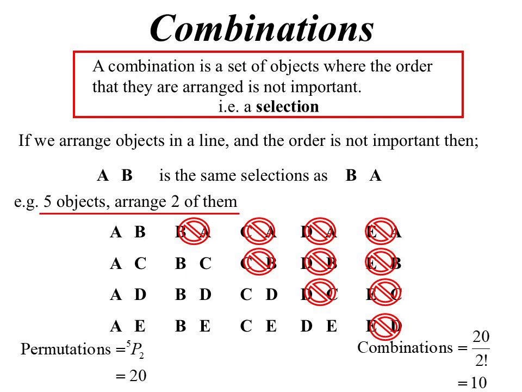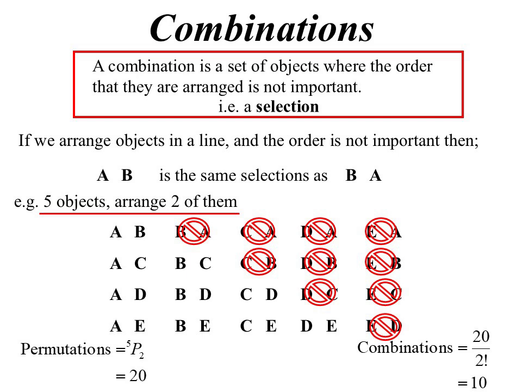We had 20, but now we're not concerned with the arrangement. So that idea again, that we'll just divide by the number of ways we could arrange those objects. And the number of ways we could arrange those objects is 2 factorial. So 20 divided by 2 factorial, we get 10.